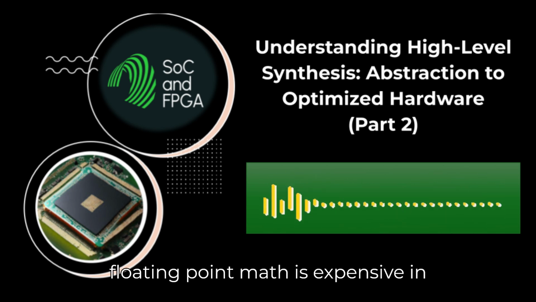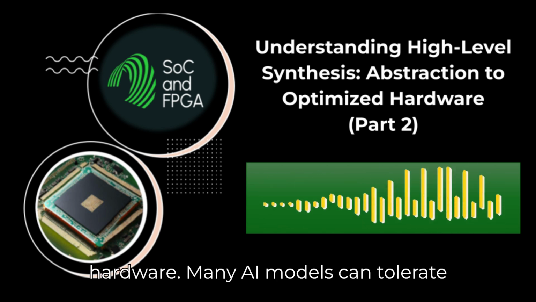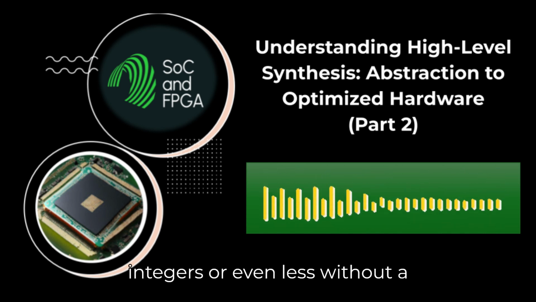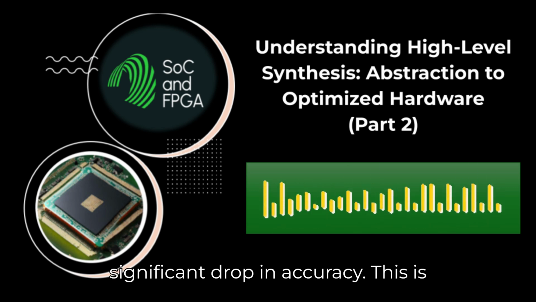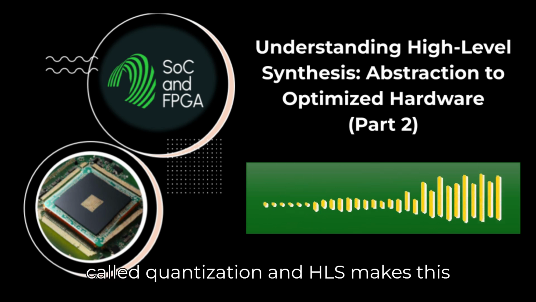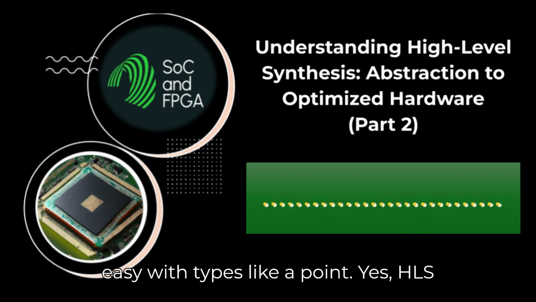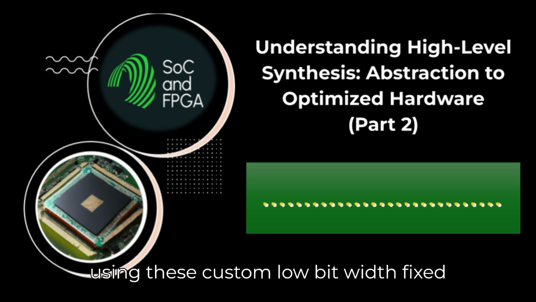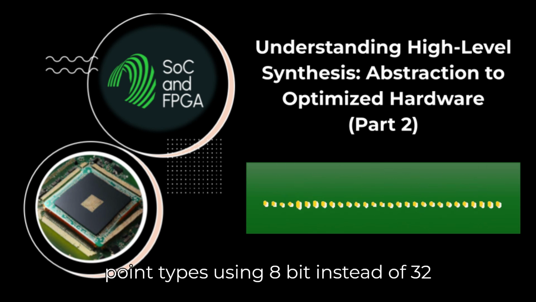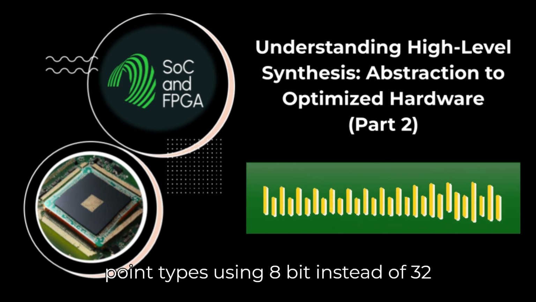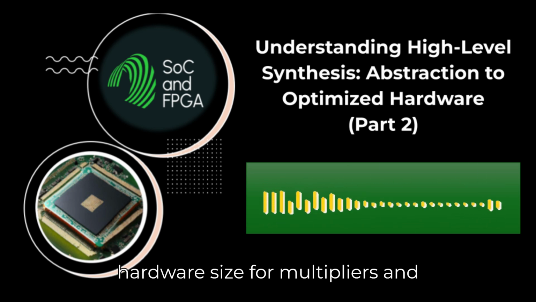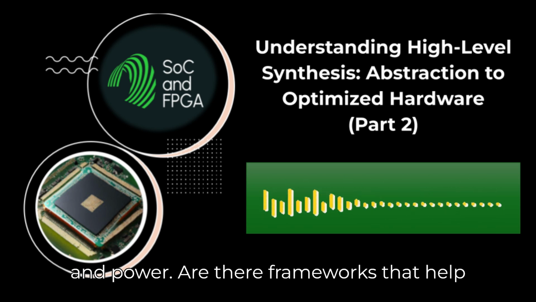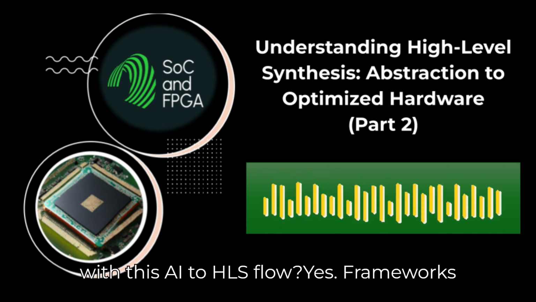Full 32-bit floating point math is expensive in hardware. Many AI models can tolerate much lower precision, maybe 8-bit integers or even less, without a significant drop in accuracy. This is called quantization. And HLS makes this easy with types like ap_int. Yes, HLS lets you easily implement computations using these custom low-bit width fixed point types. Using 8-bit instead of 32-bit math dramatically reduces the hardware size for multipliers and accumulators, saving huge amounts of area and power. Are there frameworks that help with this AI to HLS flow?